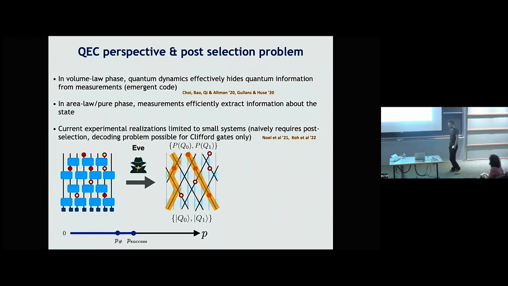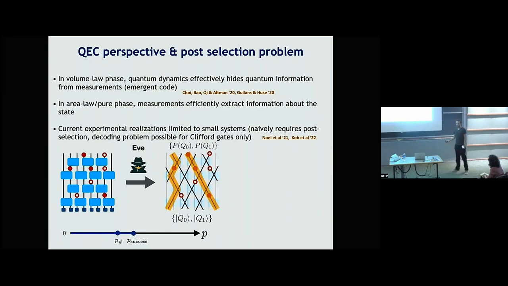And that's because the most naive observables you can construct that will probe this transition are nonlinear in the state and require preparing the same trajectory over and over. And that's this post-selection problem that, again, we heard a lot about yesterday.